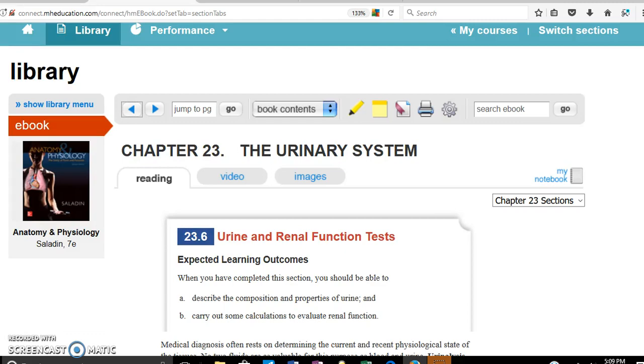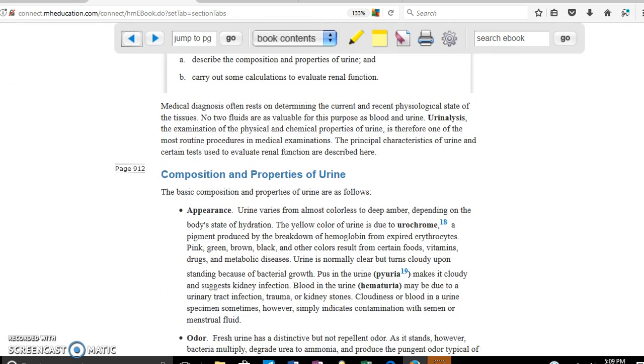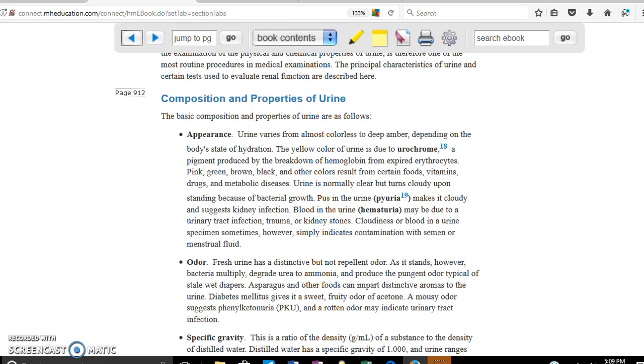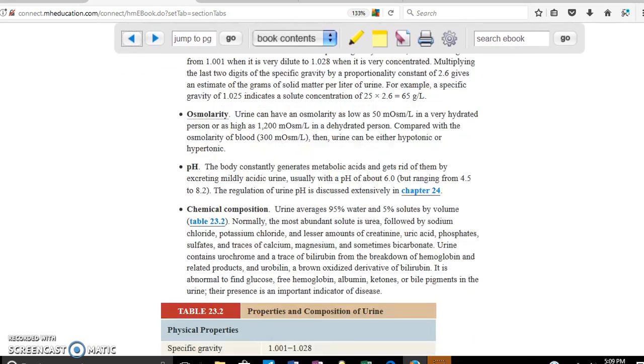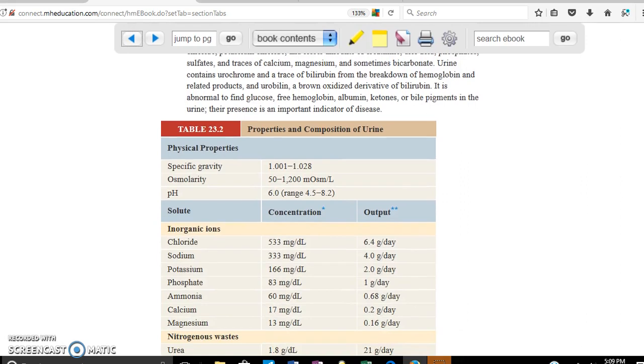Okay, the next topic is urine and renal function test. So composition and properties of urine, we have appearance, right? It has a certain color, right? Can be clear to amber. Odor, right? Has specific gravity, osmolarity, pH, and you can see that in here.